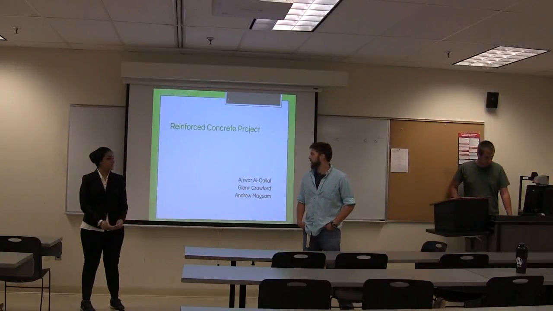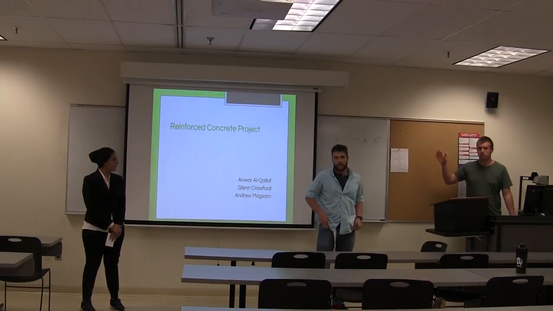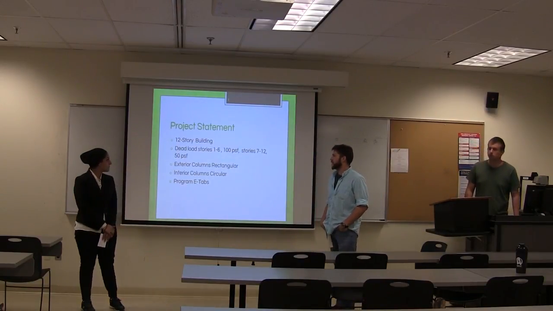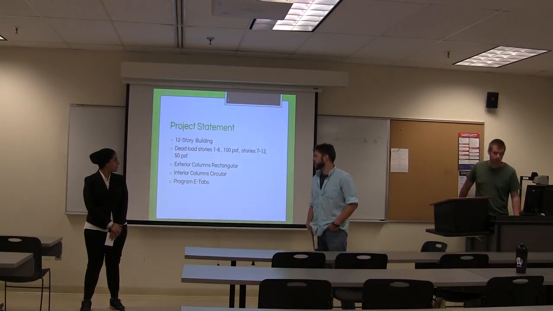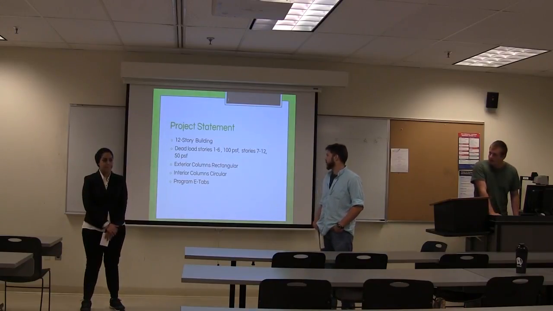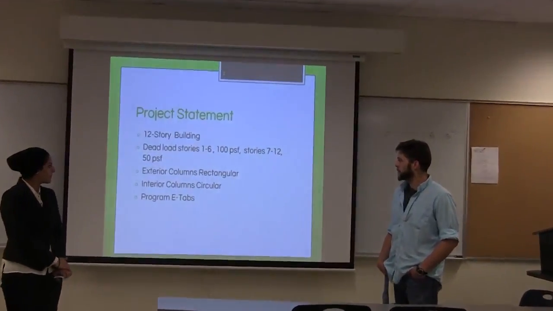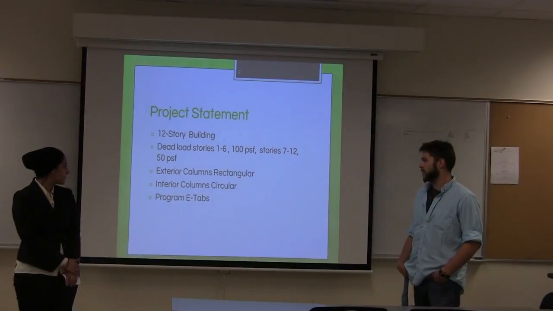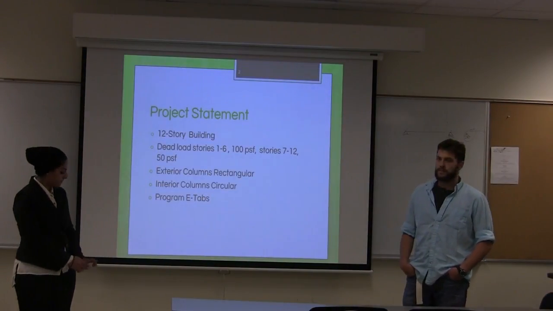Hello, today we're going to present our reinforced concrete project. This is Anwar, Glenn, and I'm Andrew. The project statement was a 12-story building with the first floor being 15 feet high and the rest being 12. We had a dead load on the first six floors of 100 pounds per square inch, and on floors 7 through 12 we had 50. The exterior columns were rectangles, the interior columns were circles, and the program we used was ETABS, which is a part of SAP 2000.